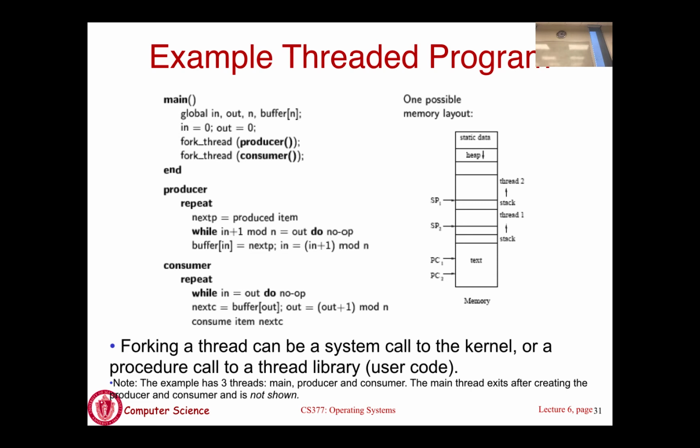So, they are executing within the same text segment. You will see there are 2 program counters, one for each thread. Okay, in this case, one of them is executing that function, the other one is executing the other function. Okay, there are 2 stacks. Okay, the heap is shared. Okay, there are 2 stack pointers, but a single heap. Is this clear?